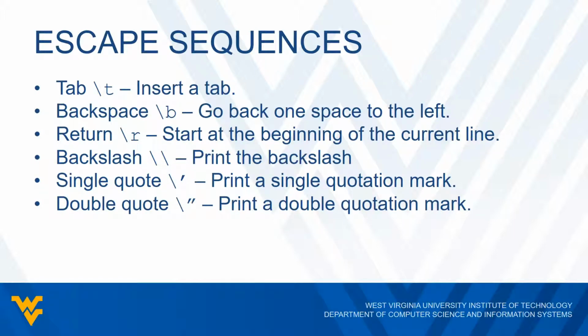Now for double quotes, you have to use a backslash in front of it. So this will print a double quotation mark. So remember, like in our print statements, we have our quotes to say what kind of string we want to print. But if we want to print the actual quote, we would need the backslash in front of it.